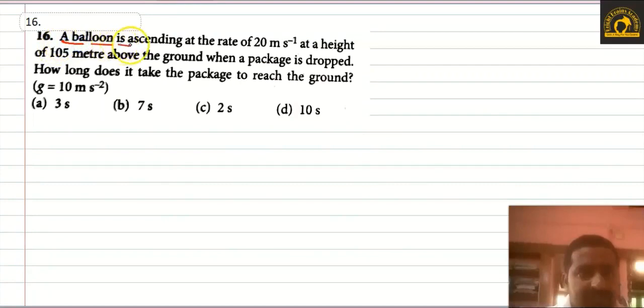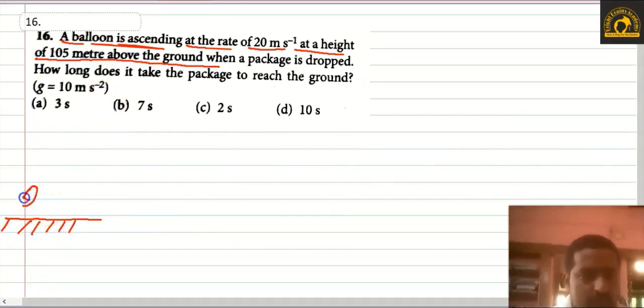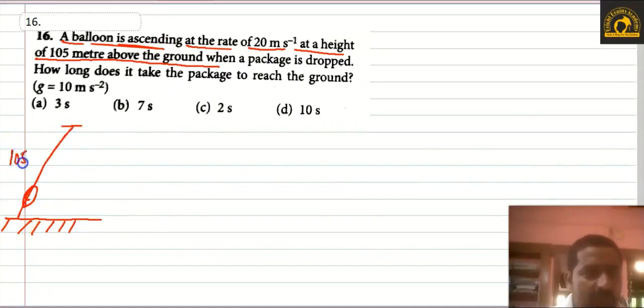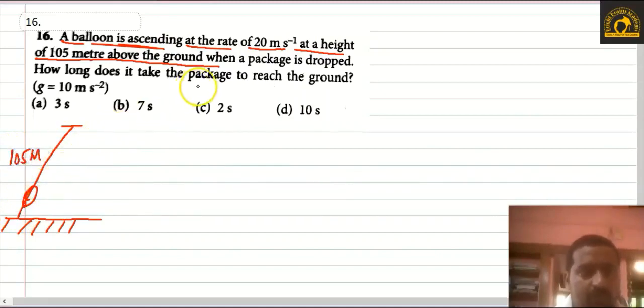A balloon is ascending at the rate of 20 meters per second at the height of 105 meters above the ground. So this is the ground. So this is the balloon. So a balloon ascending at the rate of 20 meters per second at the height of 105 meters above the ground.